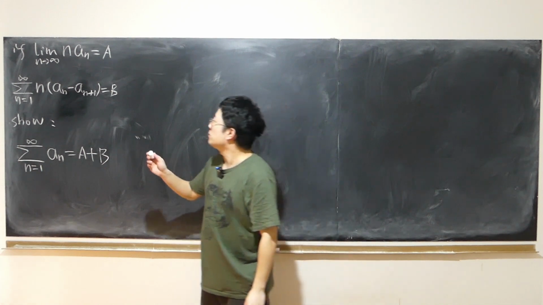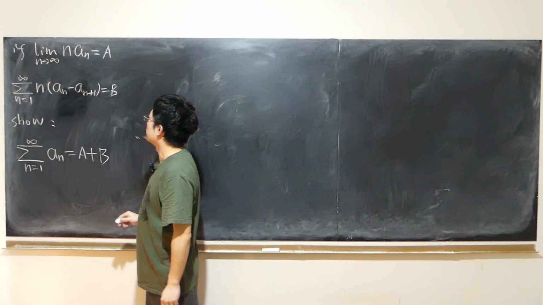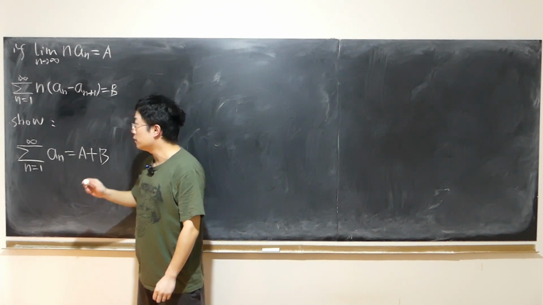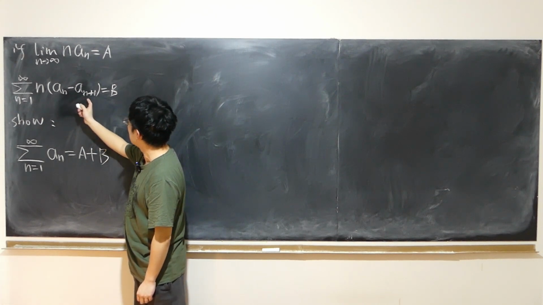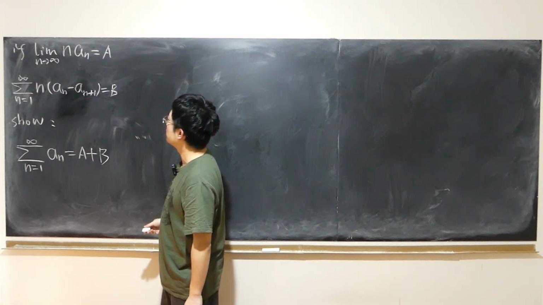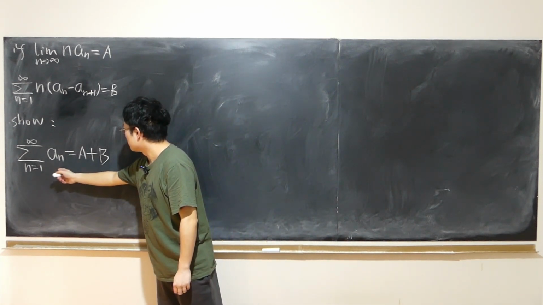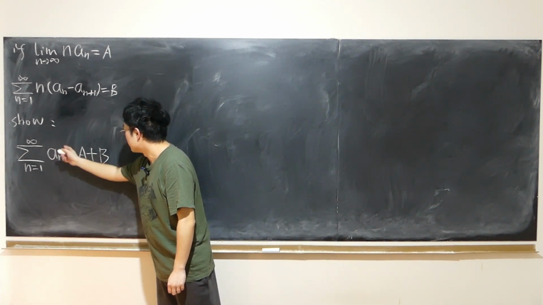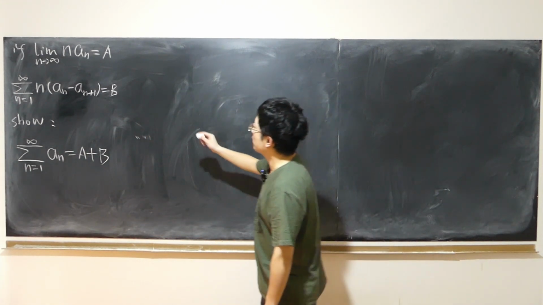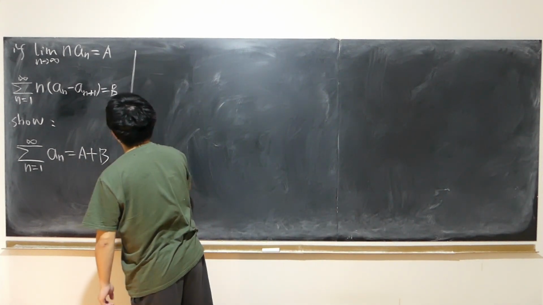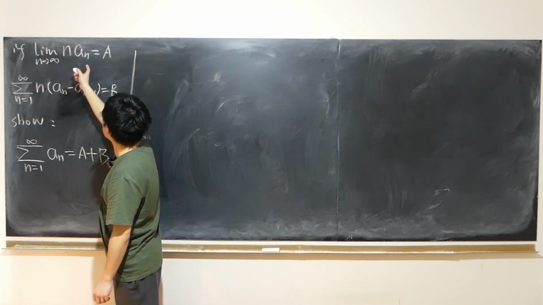Well, the limit of the sequence n times a_n is a as n approaches infinity. And we also have this infinite series, the sum of n times (a_n minus a_{n+1}), equals b. And show that this infinite series, the sum of a_n from 1 to infinity, equals a plus b. So how can we establish a relation between, for example, this series and that series?